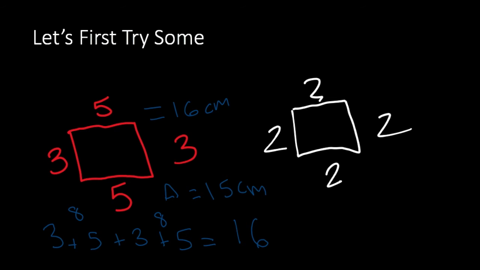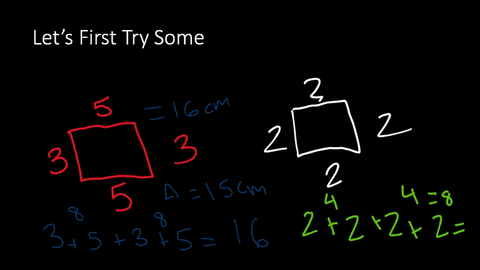So basically now we're going to do perimeter. So we're doing 2 plus 2 plus 2 plus 2. Now let's see, 2 plus 2 equals 4, and 2 plus 2 equals 4 here. 4 plus 4 equals 8. So I'm going to just put that there. So the perimeter of this shape equals 8 centimeters.